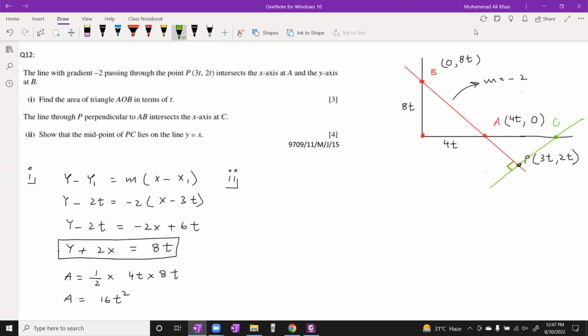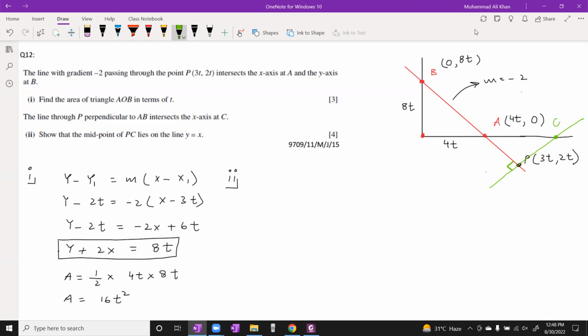show that the midpoint of PC lies on the line y equals to x. अब सुनिएगा जनाब, ये क्या है? देखते ही कुछ ऐसा लगता है पता नहीं क्या किस तरीके से शो करना है, लेकिन कोई इसमें प्रॉब्लम नहीं है. क्या लिखा हुआ है?